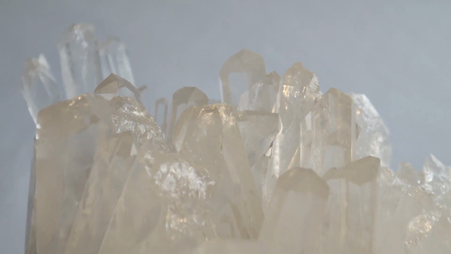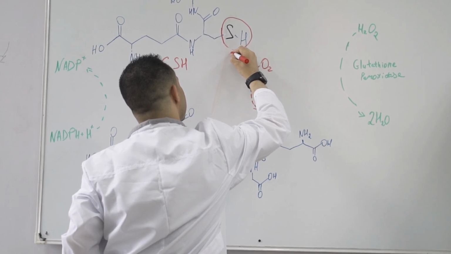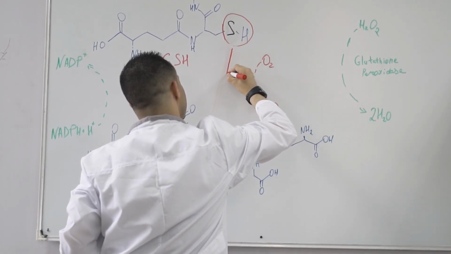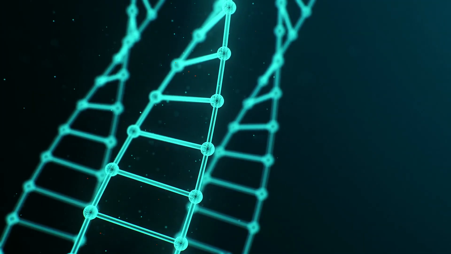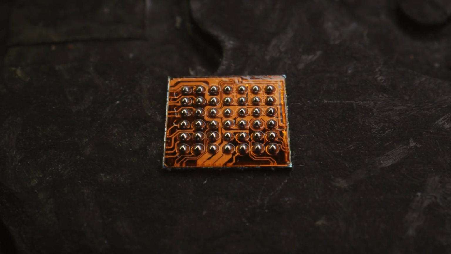Silicon dioxide, quartz. Structure: each silicon atom is bonded to 4 oxygen atoms, and each oxygen atom is bonded to 2 silicon atoms, forming a 3-dimensional network. Properties: hard, high melting point, transparent, and insulator. Use: glass, ceramics, and electronic components.